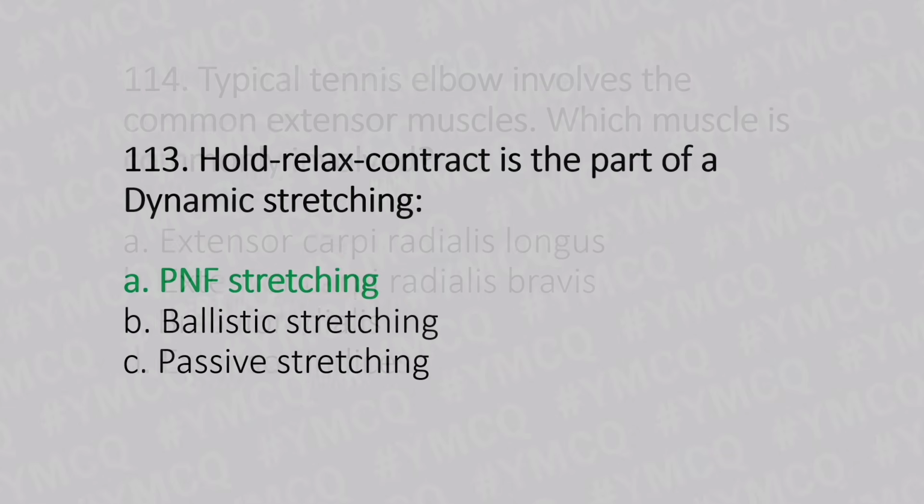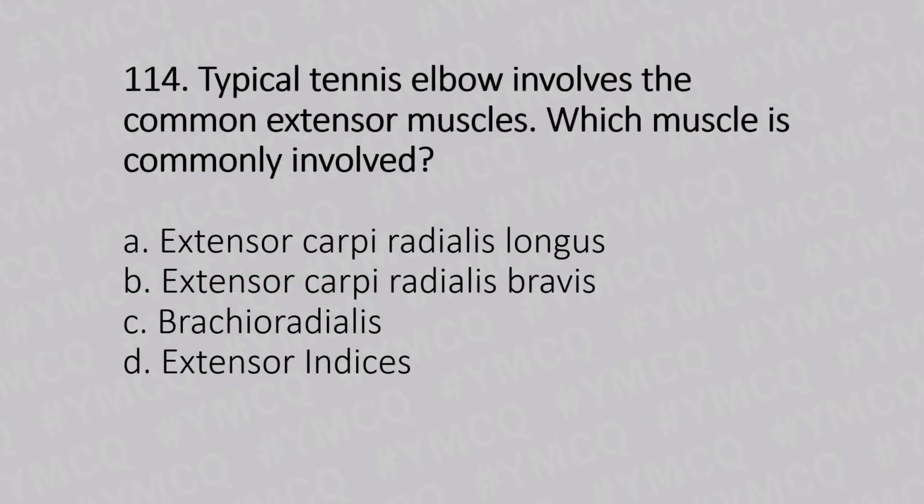Moving to question number 114. Typical tennis elbow involves the common extensor muscle. Which muscle is commonly involved? Option A, extensor carpi radialis longus, option B, extensor carpi radialis brevis, option C, brachioradialis, option D, extensor indicis, and the answer is option B, extensor carpi radialis brevis.